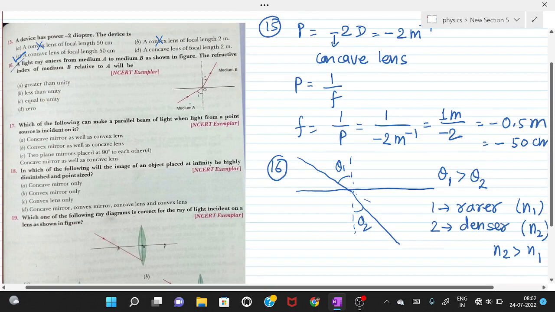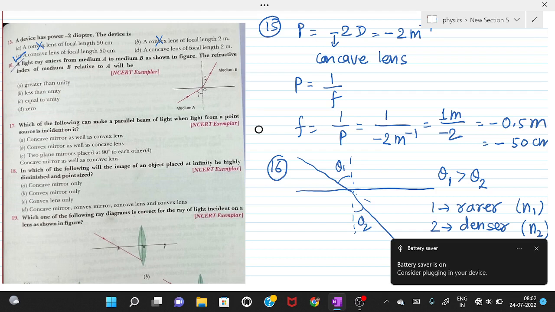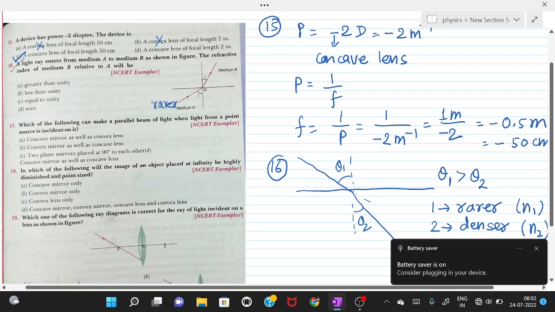As I discussed a few minutes earlier, for medium A we can see that the angle is more. More angle means that our medium A will be the rarer medium. Medium A will be rarer and medium B will be denser.